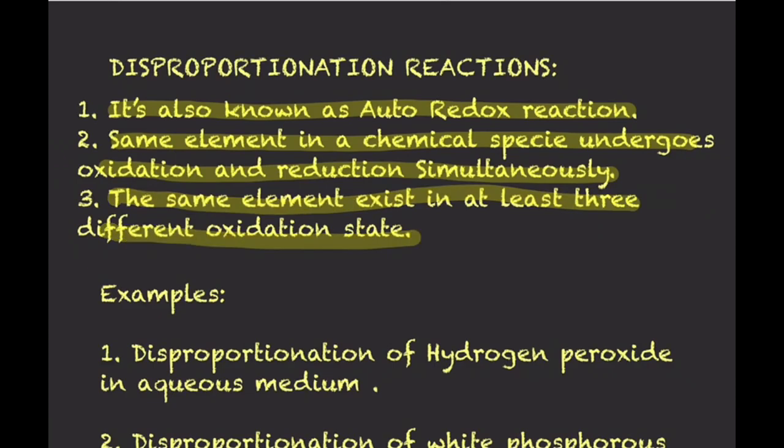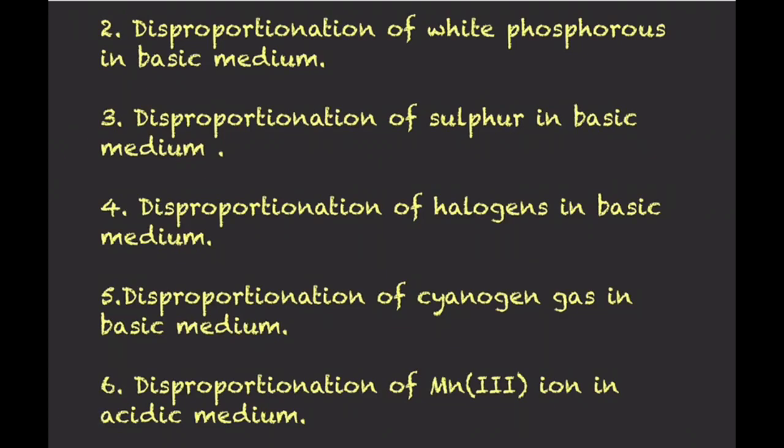Examples of disproportionation reactions: we are covering those examples which are given in NCERT. The first example is disproportionation of hydrogen peroxide in aqueous medium. The second example is disproportionation of white phosphorus in basic medium. The third example is disproportionation of sulfur in basic medium. The fourth example is disproportionation of halogens in basic medium. And the fifth example is disproportionation of cyanogen gas in basic medium, and the last example is disproportionation of manganese plus 3 ion in acidic medium.